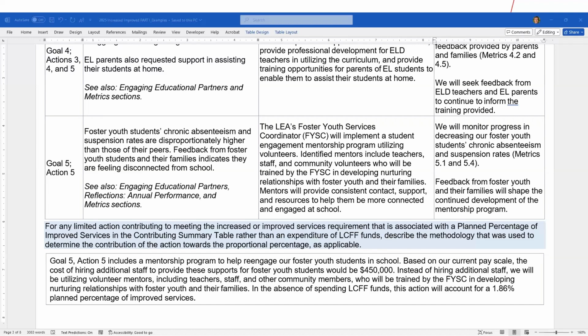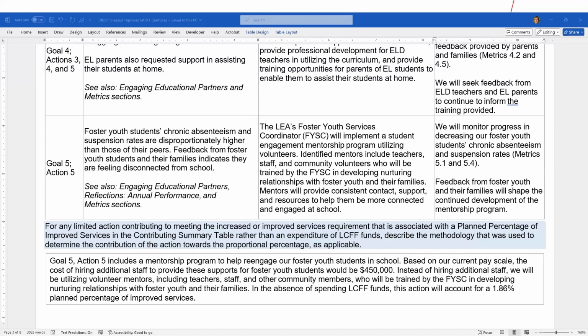The LEA's Foster Youth Services Coordinator will implement a student engagement mentorship program utilizing volunteers. That's how the LEA is going to implement this action without utilizing funding. Wonderful people in the community have decided to volunteer for this program. Awesome. Identified mentors include teachers, staff, and community volunteers who will be trained by the Foster Youth Services Coordinator in developing nurturing relationships with foster youth and their families. Mentors will provide consistent contact, support, and resources to help them be more connected and engaged at school. Okay? So again, volunteers, that's why there's no funding associated, right?